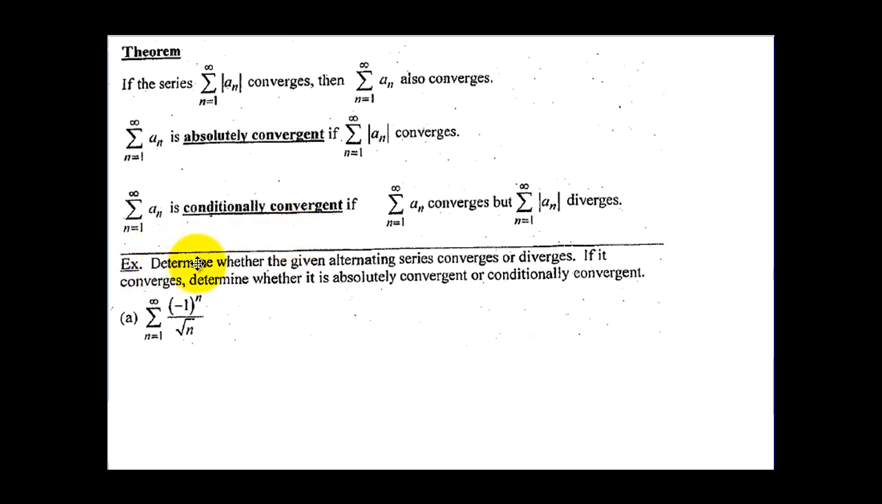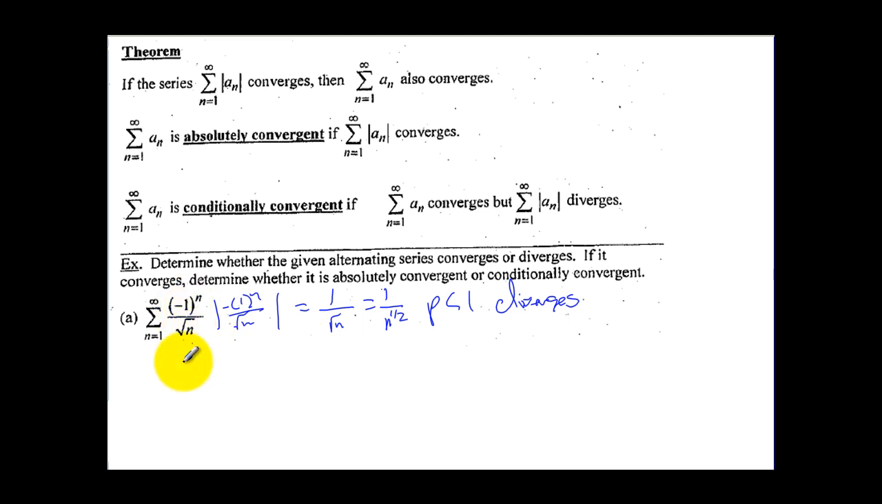In our example, we determine whether the given alternating series converges or diverges. If it converges, determine whether it is absolutely convergent or only conditionally convergent. So now we can take the absolute value of the original series, which turns all of these negative ones into positives. So this is going to be 1 over just the square root of n, which is 1 over n to the 1/2. And by the p-series, p is less than 1, so this one diverges.